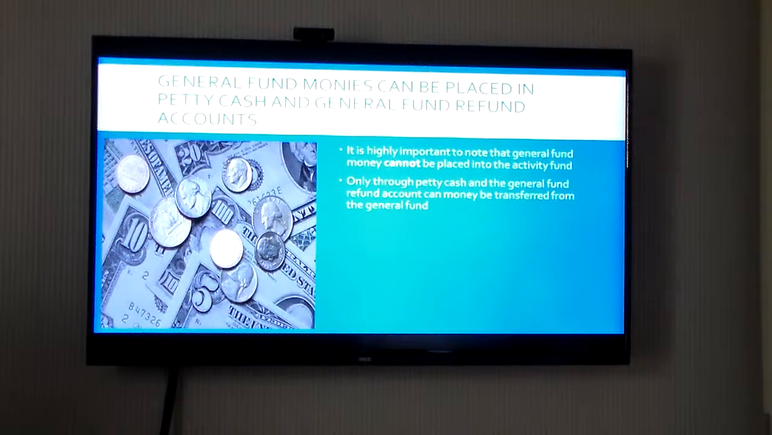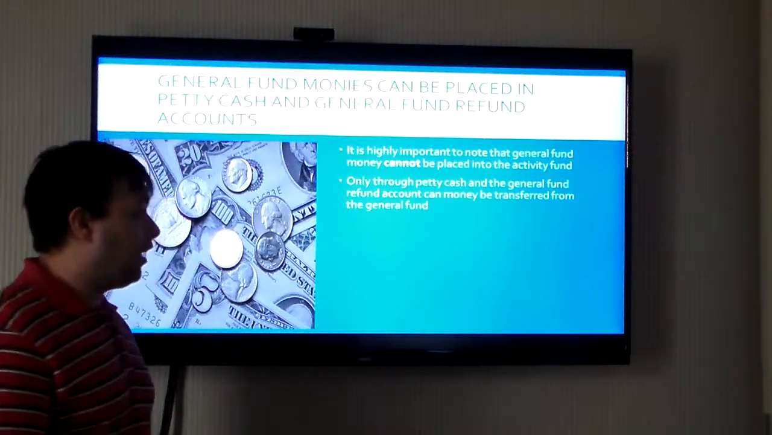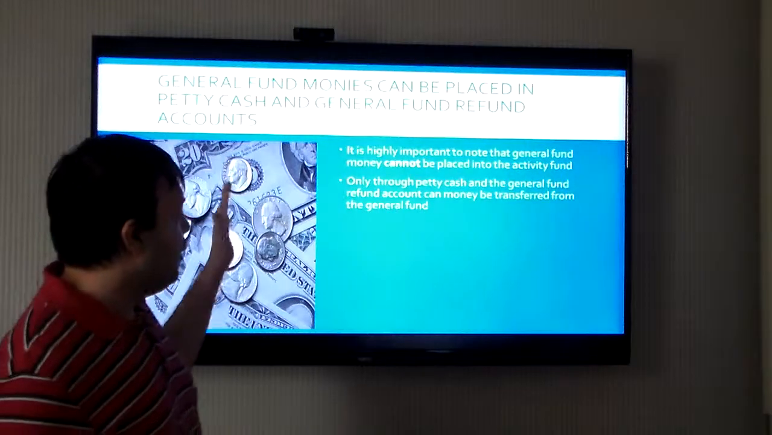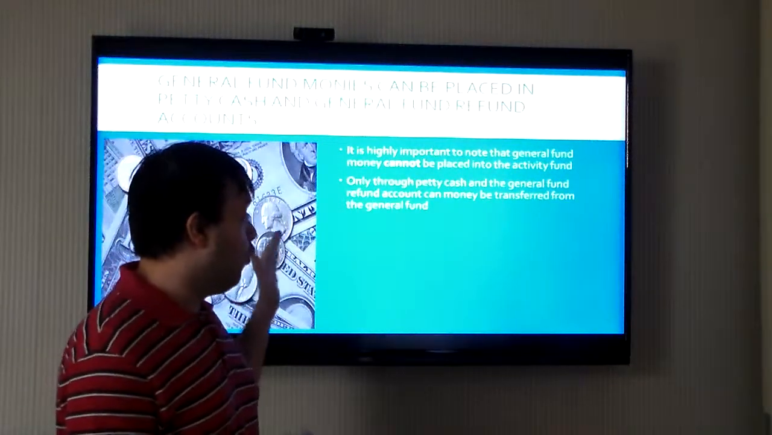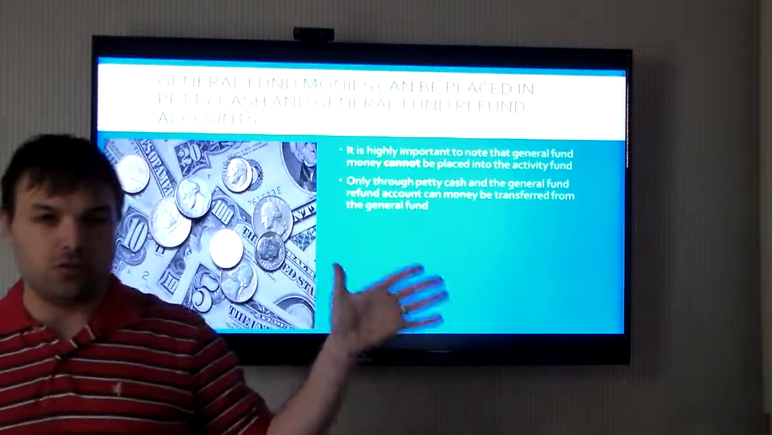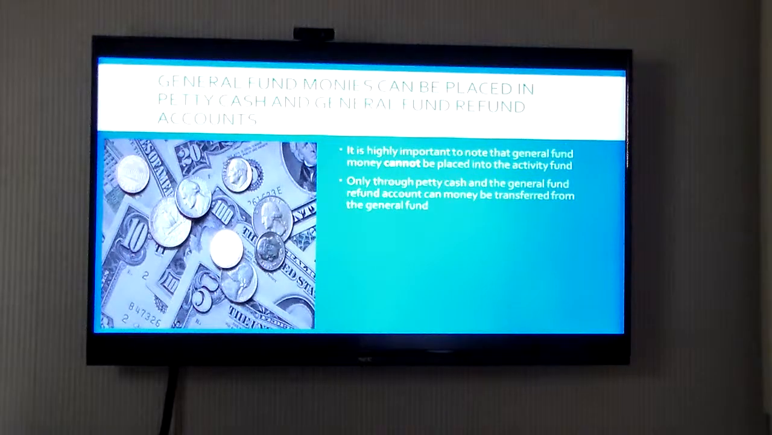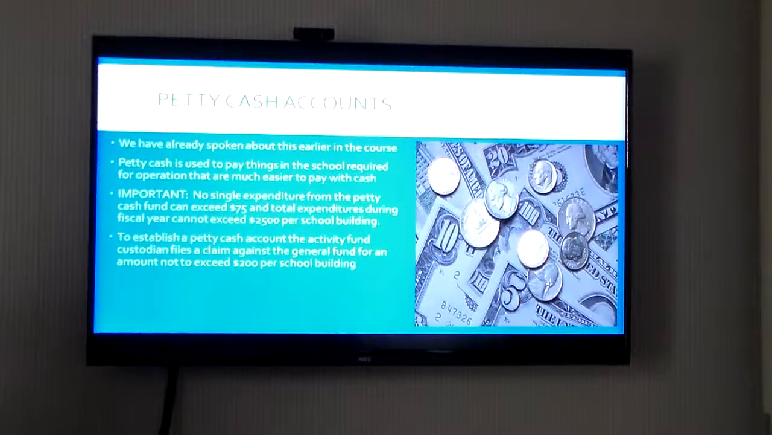So the big idea that they stress multiple times is that general fund money cannot be placed into the activity fund. But general fund refund accounts and petty cash can go from the general fund to the activity funds. Any money that's given to a school for general funding cannot be placed into the activity fund.